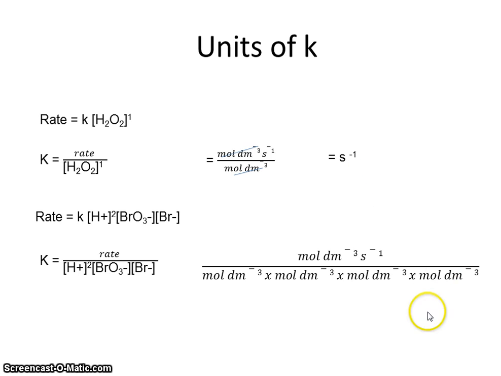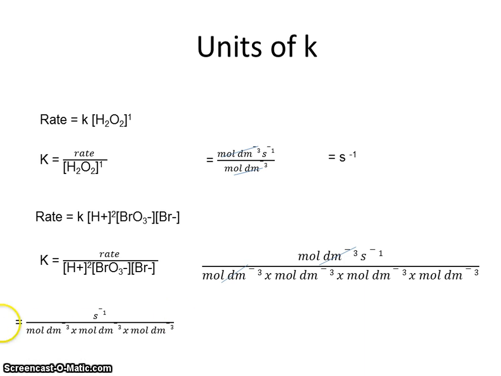So we have something looking a bit like this, with moles per dm cubed per second on the top, and then moles per dm cubed times moles per dm cubed, that's from the H plus squared, times moles per dm cubed times moles per dm cubed. How do we simplify that down? Well, first thing we can do is to cancel out moles per dm cubed, and so that will leave us with seconds to the minus 1 left on top, but we've still got these 3 moles per dm cubed terms on the bottom. So there's 1 or 2 stages left now in the simplification.